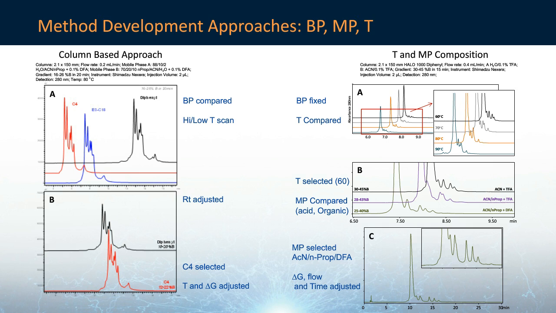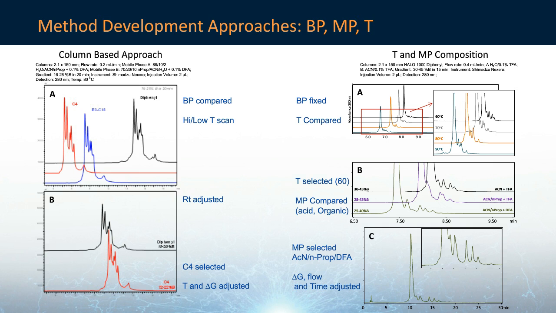In this case, this is a separation of an antibody where we have varied the bonded phase and compared it for the same antibody. You've looked at different temperatures for this particular analysis and found something that works. So you're getting resolution of these variants, and once you've honed in on where you think you have a good separation, you can adjust your retention by adjusting the mobile phase gradient.